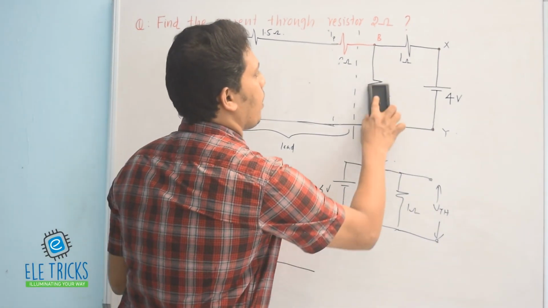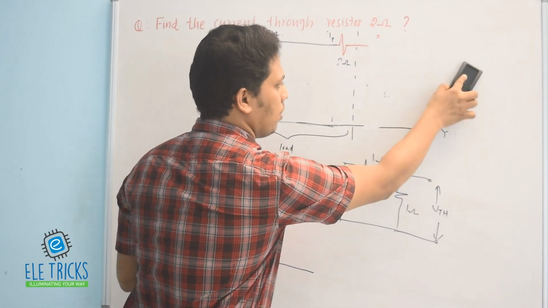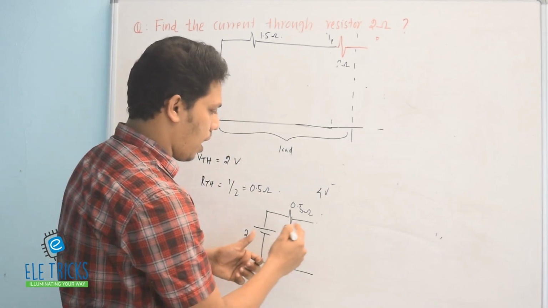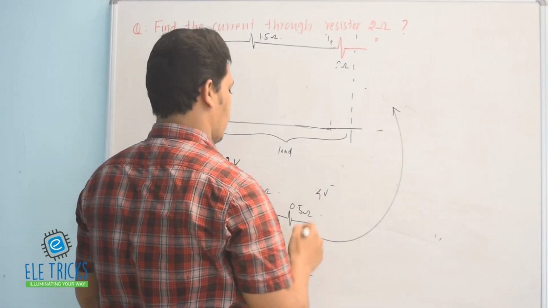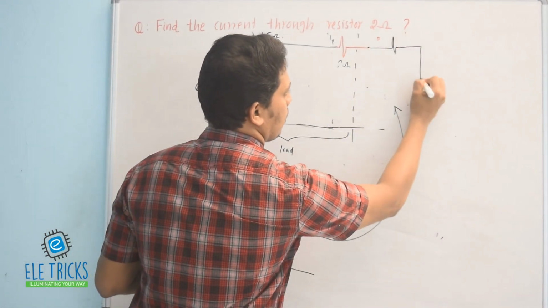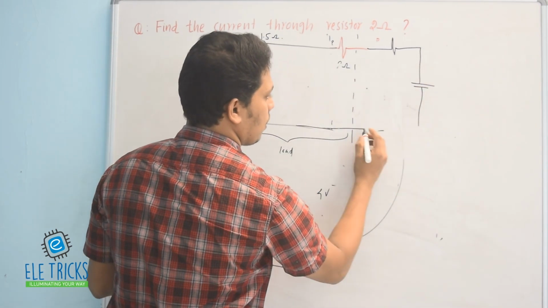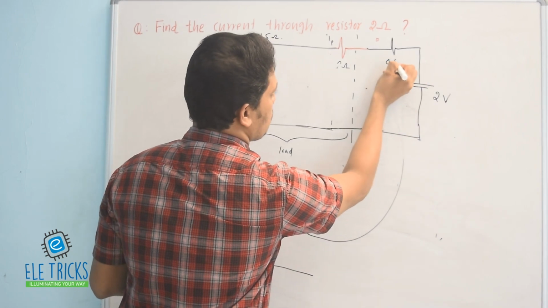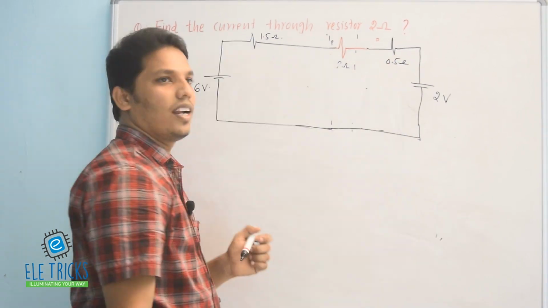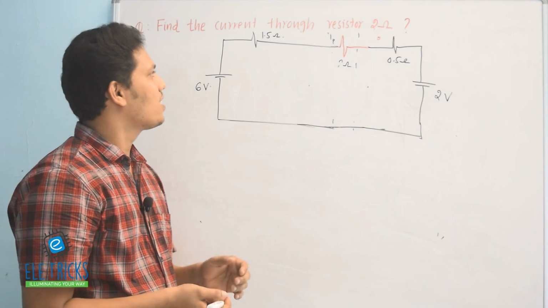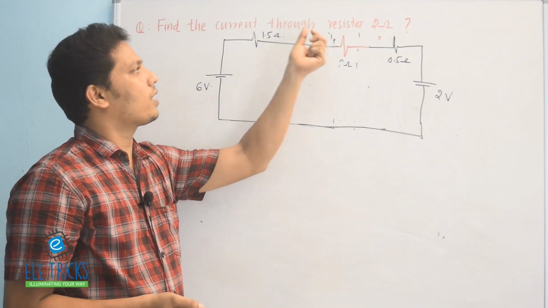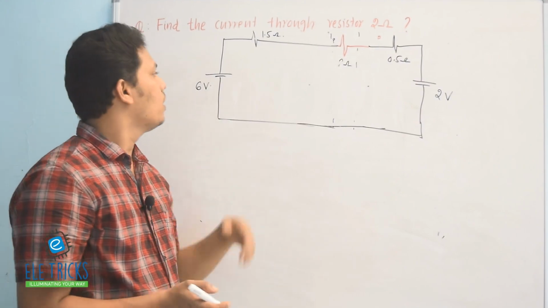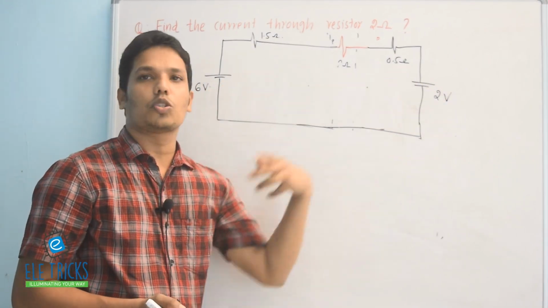I am replacing this circuit and connecting my equivalent Thevenin to here, that is, this is 2 volt and this is 0.5 ohm. Now my circuit is reduced. See, 1.5 ohm is connected in series with 2 ohm, again in series with 0.5 ohm, and here it is 6 volt, here it is 2 volt.